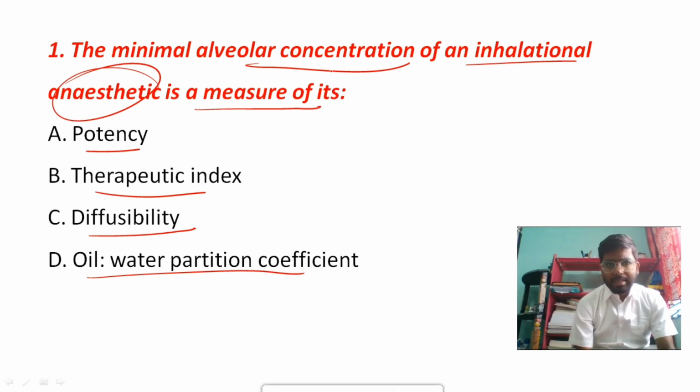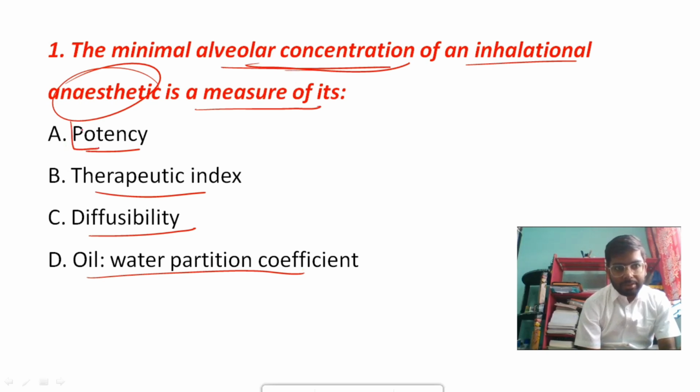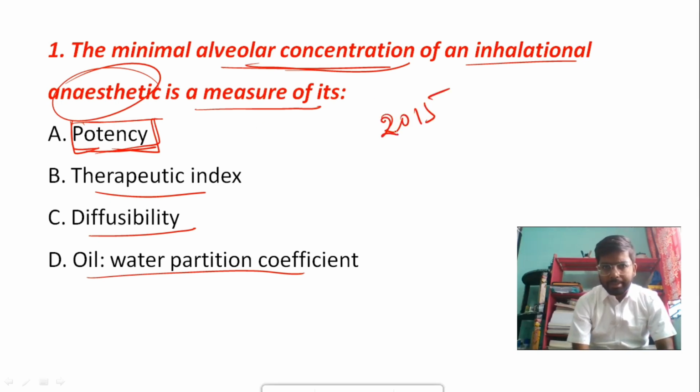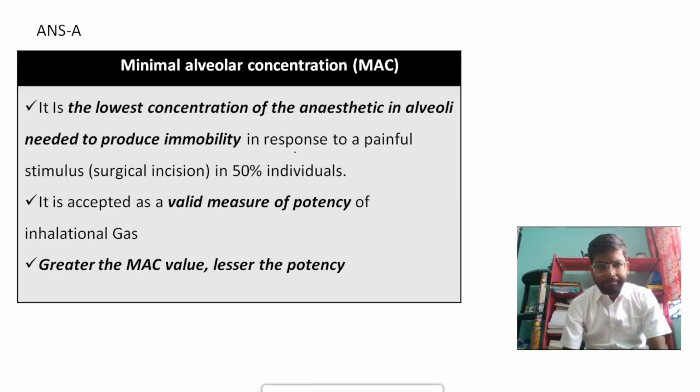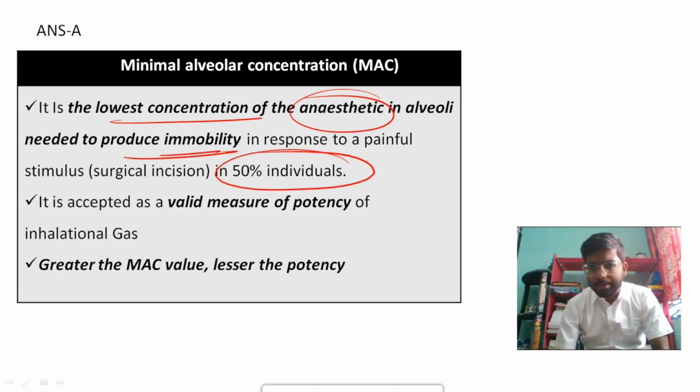So the question is asking what minimal alveolar concentration is and why it is used. See, minimal alveolar concentration is a measurement of the potency of an inhalation anesthetic. GPAT 2015 में भी इस टाइप का क्वेश्चन पूछा था उन्होंने, ठीक है? So what is minimal alveolar concentration? It is the lowest concentration of an inhalation anesthetic in alveoli to produce immobility in 50% of individuals. That is the definition.